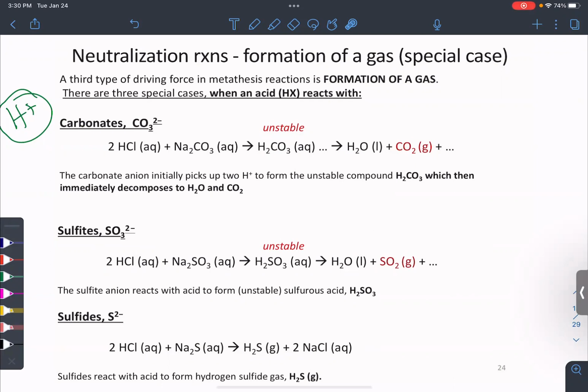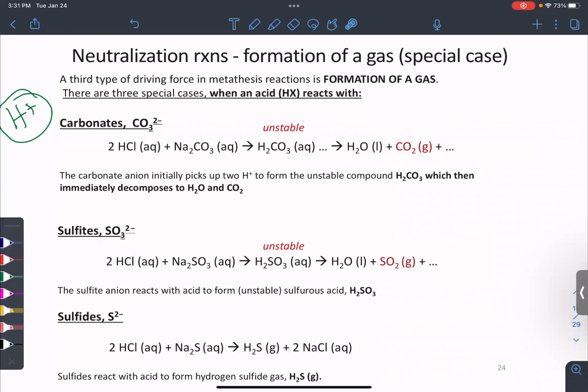So carbonates will do this, form a gas. You've done this, right? The baking soda vinegar experiment. Vinegar is your source of H plus. Baking soda is bicarbonate, but it's basically a carbonate. So you're forming that unstable H2CO3, but it immediately decomposes to CO2.